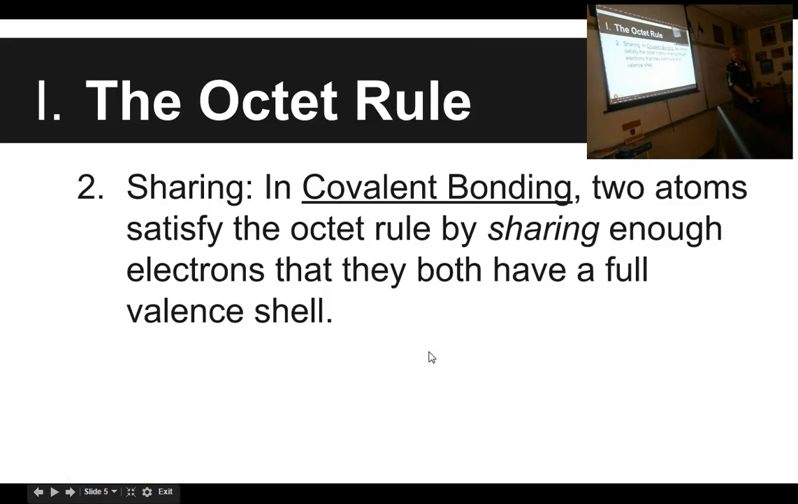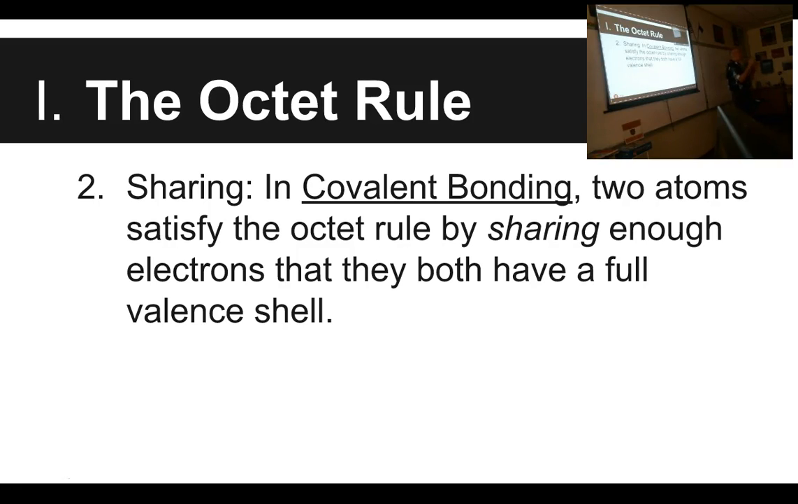Here's covalent bonding. Take a moment to write that down. So the other way to make a bond is covalent bonding. Covalent bonding has 2 atoms that satisfy the octet rule by sharing enough electrons that they both have a full valence shell.